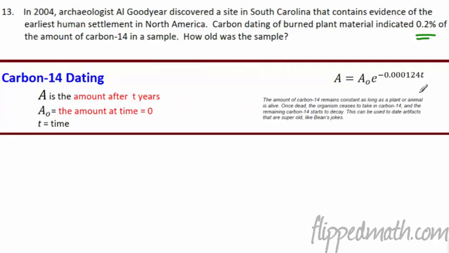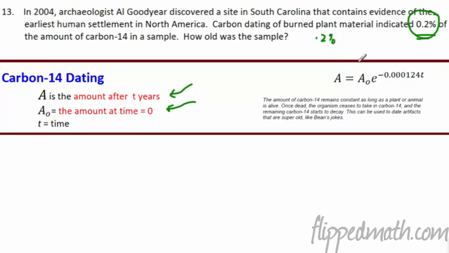Here is our formula that we use. We have A equals A sub naught e to the negative 0.000124 t. We know that we need the amount left after t years, the amount at time 0. Now, these are amounts like 12 grams and 0.1 gram, but the question gives it to us as a percent. So let's play theoretically here, 0.2%.